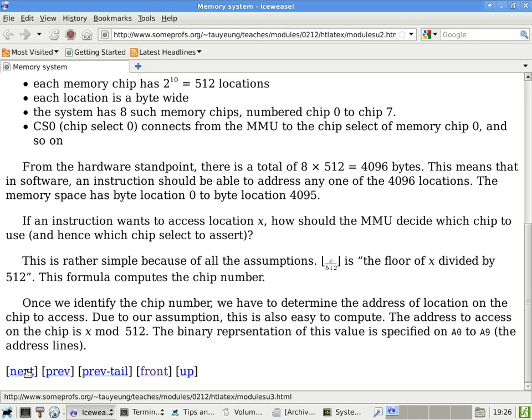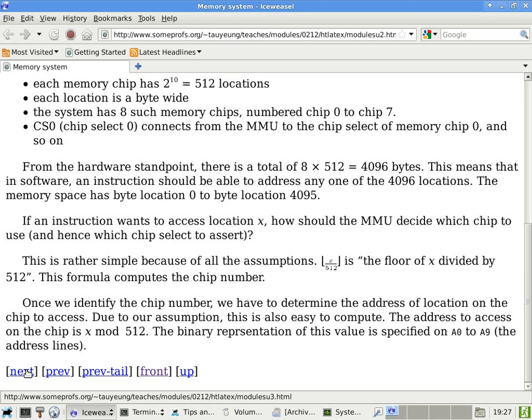Now, the magic of this whole thing is that other than the chip select lines, which are individual to each memory chip, every other line is shared. That means as the MMU, I can scream out everything else to all 4 chips. In other words, I can say, I want to access location 88. All 4 chips are listening to that request to access location 88.